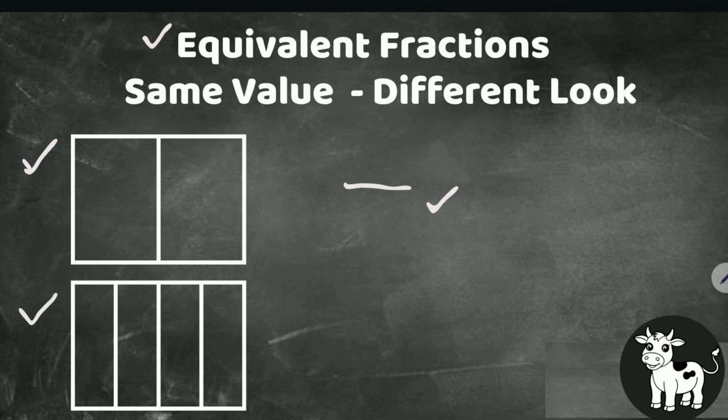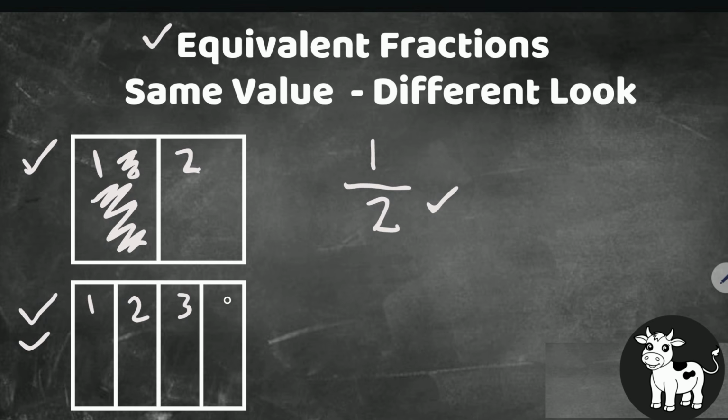And in this first example, we have divided this box into two parts. So we're going to write a 2 down here. Now, the top number tells you how many of these parts you have. So if we shade this in, okay, we have shaded in one part. Now, let's look at this second box or rectangle, and this time it's been divided into 4 parts. So we have our fraction, and the lower number tells you how many parts you have.